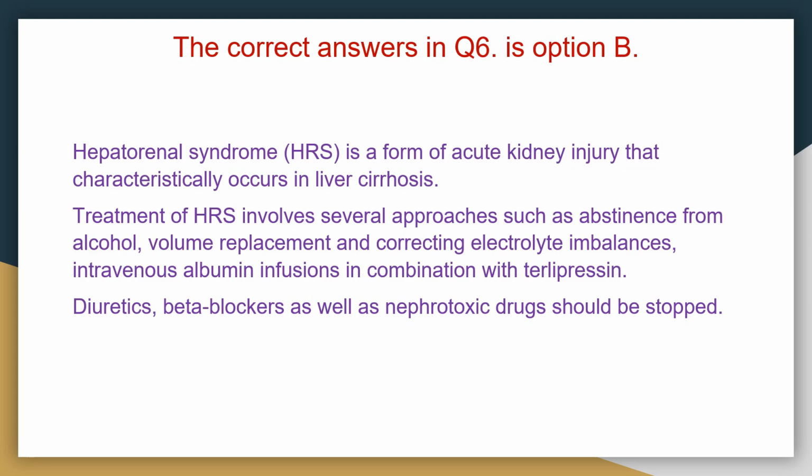the kidney dysfunction. Apart from general measures such as abstinence from alcohol, volume replacement, and correcting electrolyte imbalances, intravenous albumin infusions in combination with terlipressin 1 to 2 mg every 4 to 6 hours improves short-term survival. Diuretics and beta blockers, as well as nephrotoxic drugs, including vasodilators and non-steroidal anti-inflammatory drugs, should be stopped.